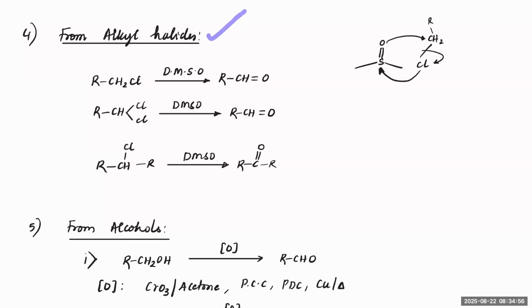Next is general alkyl halides. How will they convert into aldehydes and ketones? If you have a 1-degree alkyl halide, use DMSO. By using DMSO, we can convert that into an aldehyde form.